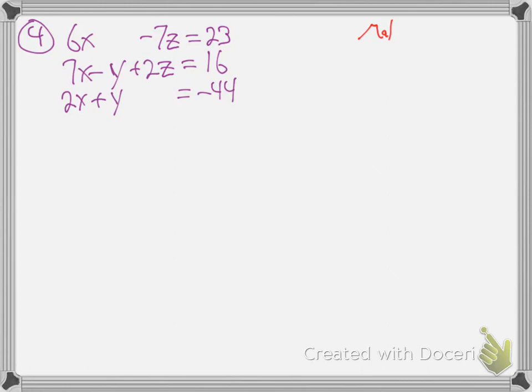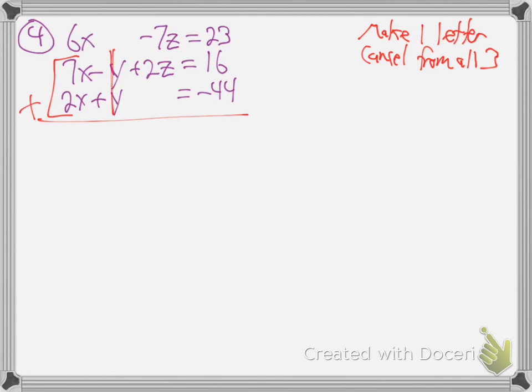Okay, so on number 4, you remember the game. We must make one letter cancel from all three. So notice y is already missing here. So if I could just get y to be gone from another equation, because what we need is two equations that only have two letters. I don't know if you noticed that pattern. We need two equations with only two letters.